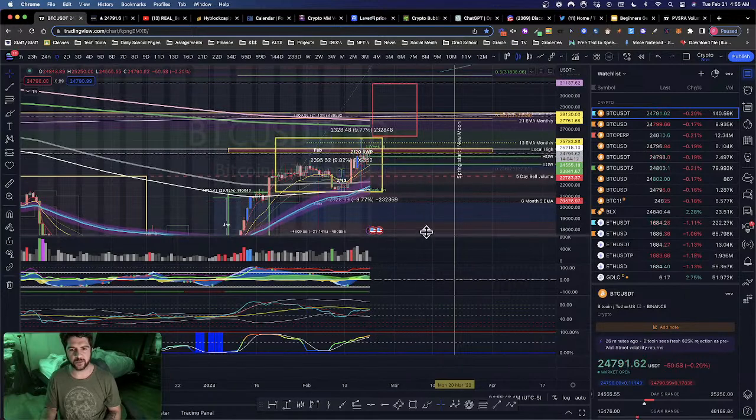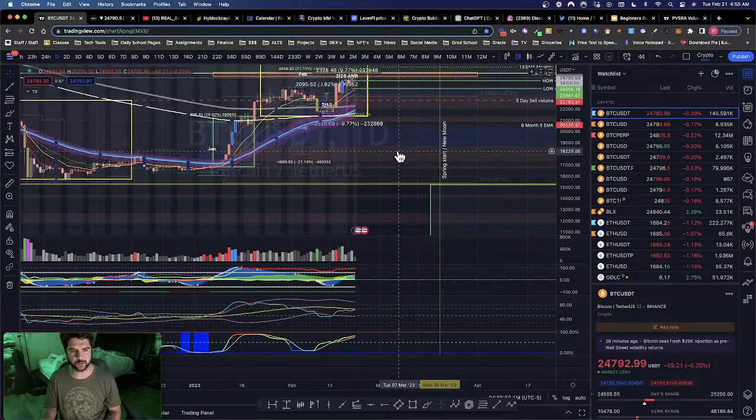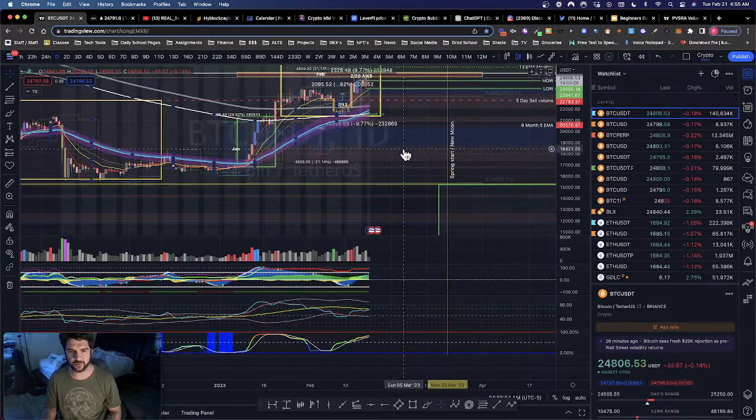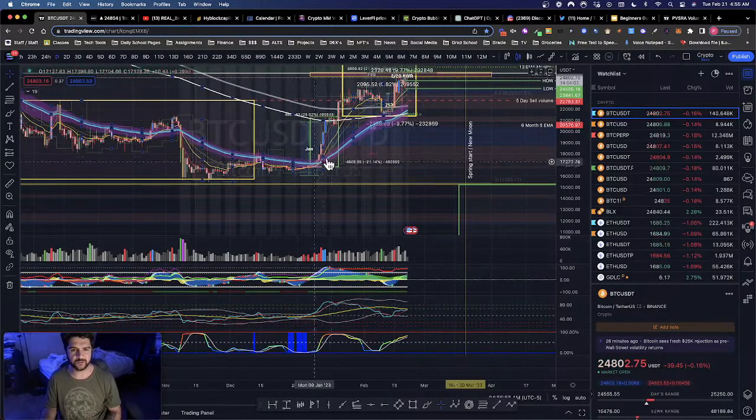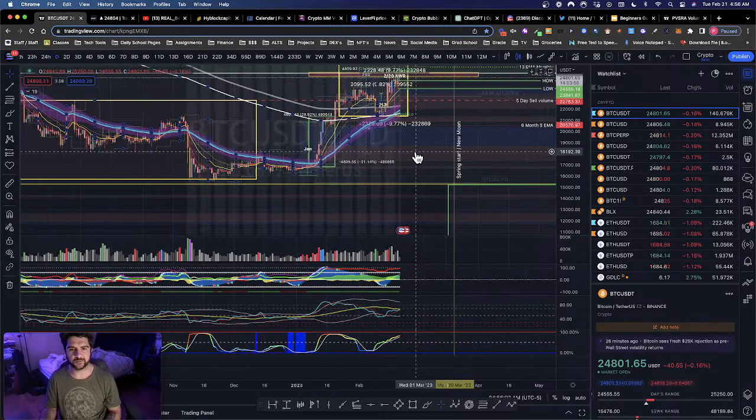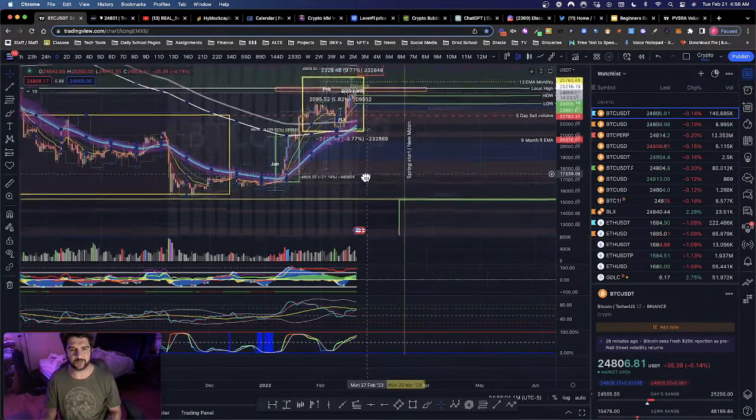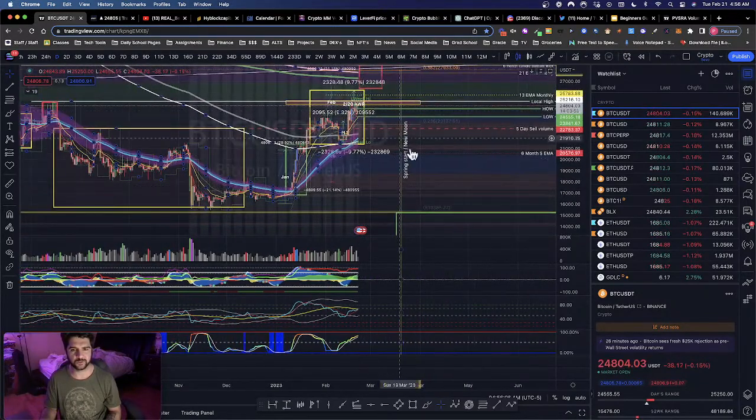If you correct from here and come down, and then you can hold 19 whatever, you can even go to 18, that's fine. You can come all the way down to 18 and still be okay. That would be fine. In fact, that would be sort of bullish. But I don't think that's going to happen.